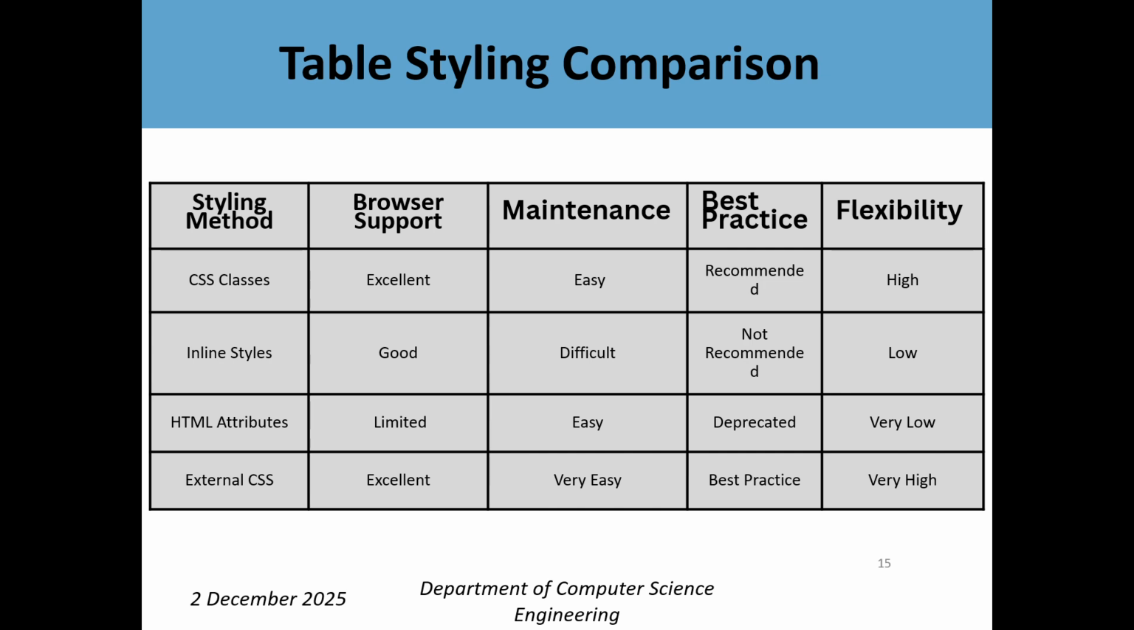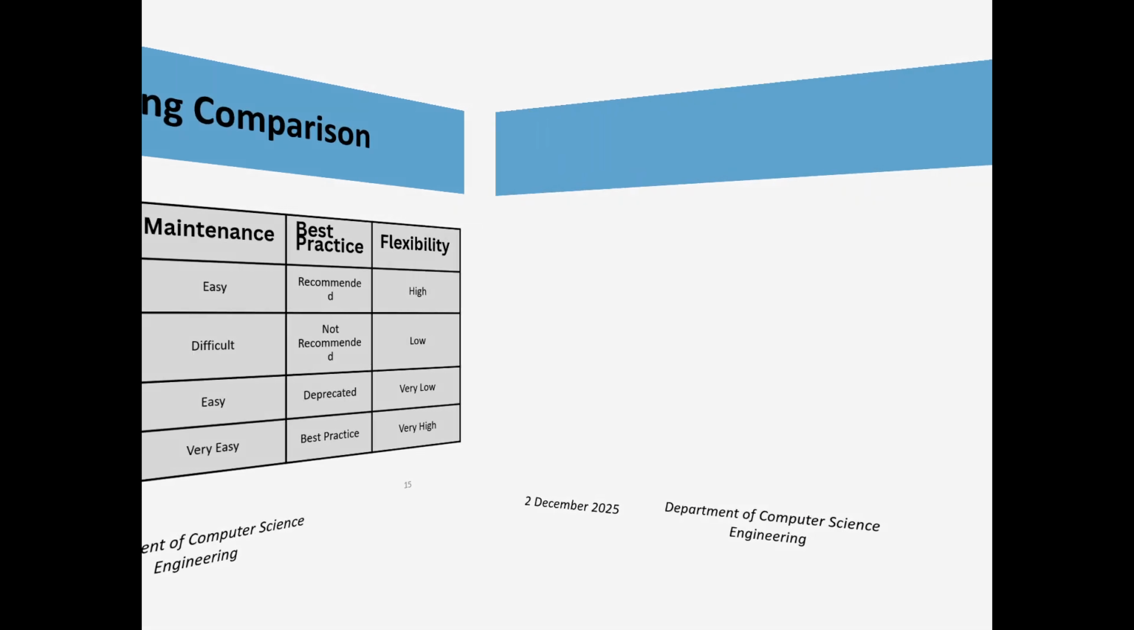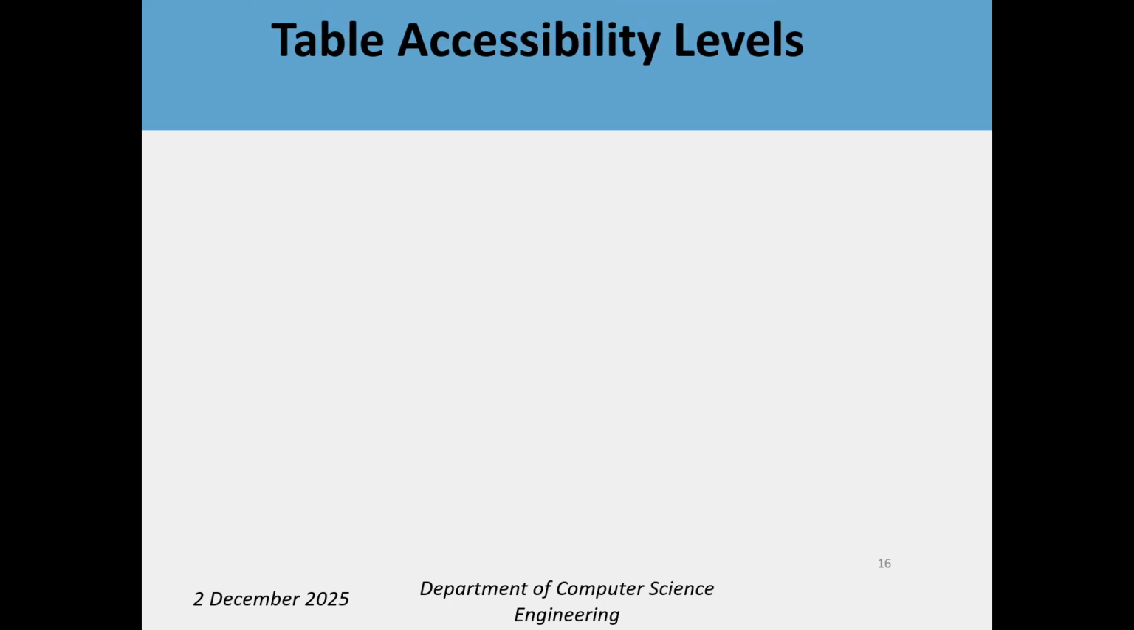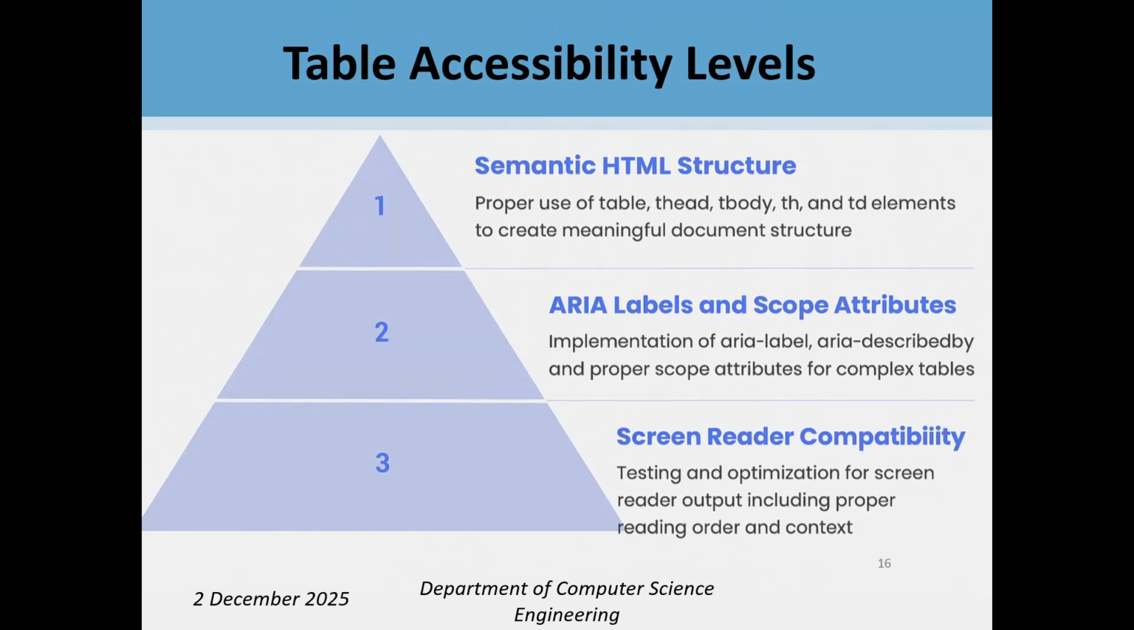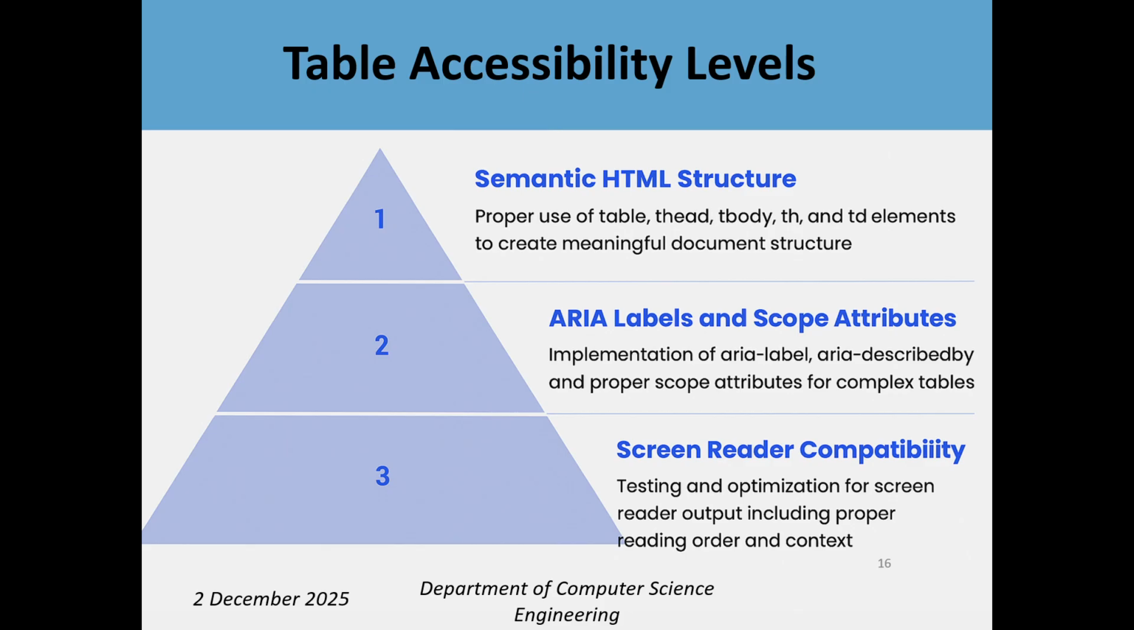To make a table suitable for small screens we use different techniques. Horizontal scrolling allows users to scroll left and right. Column stacking moves data vertically. Priority-based visibility displays only the most important columns. Accessibility has three parts: first, proper table structure; second, labels and scope attributes; and third, screen reader compatibility.